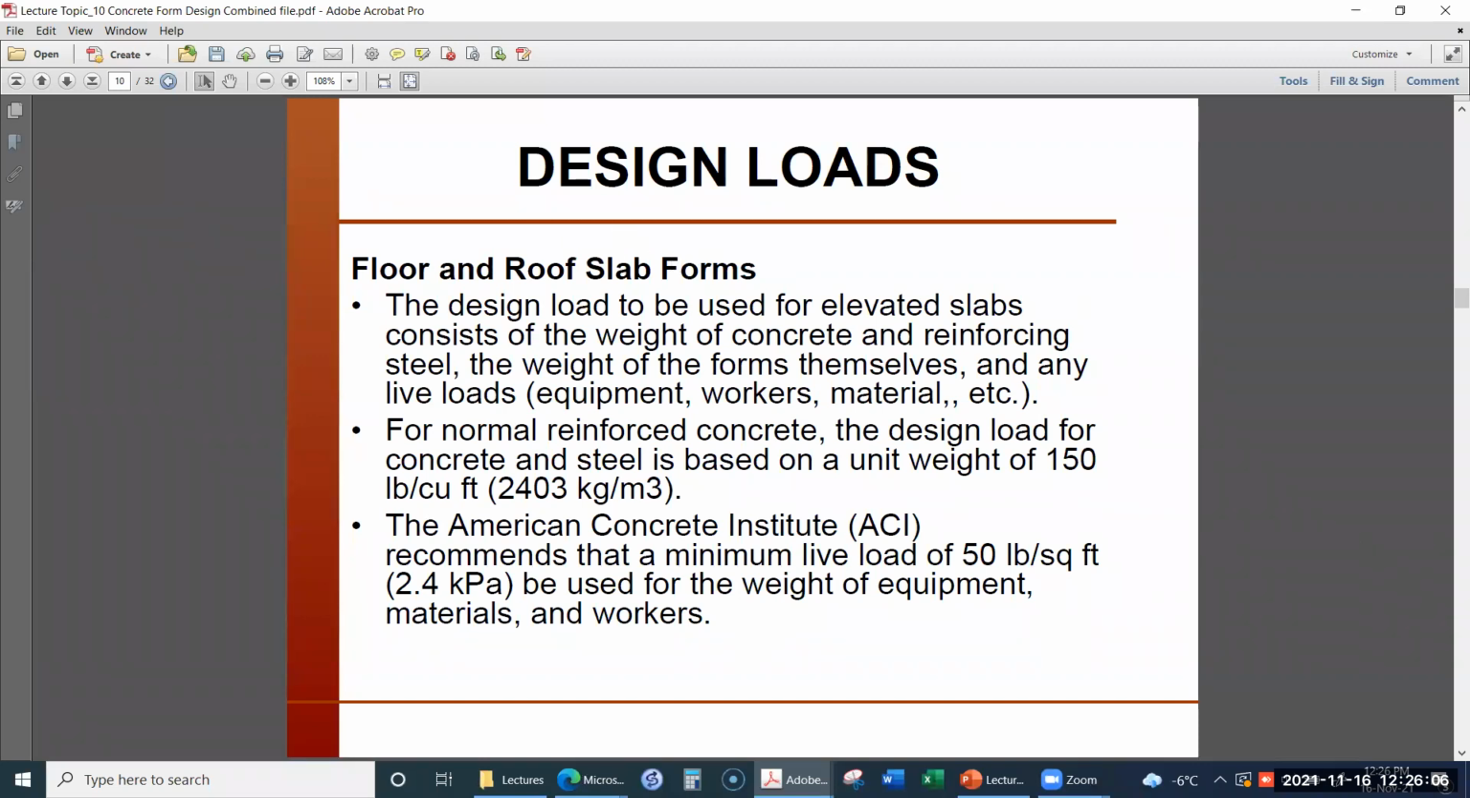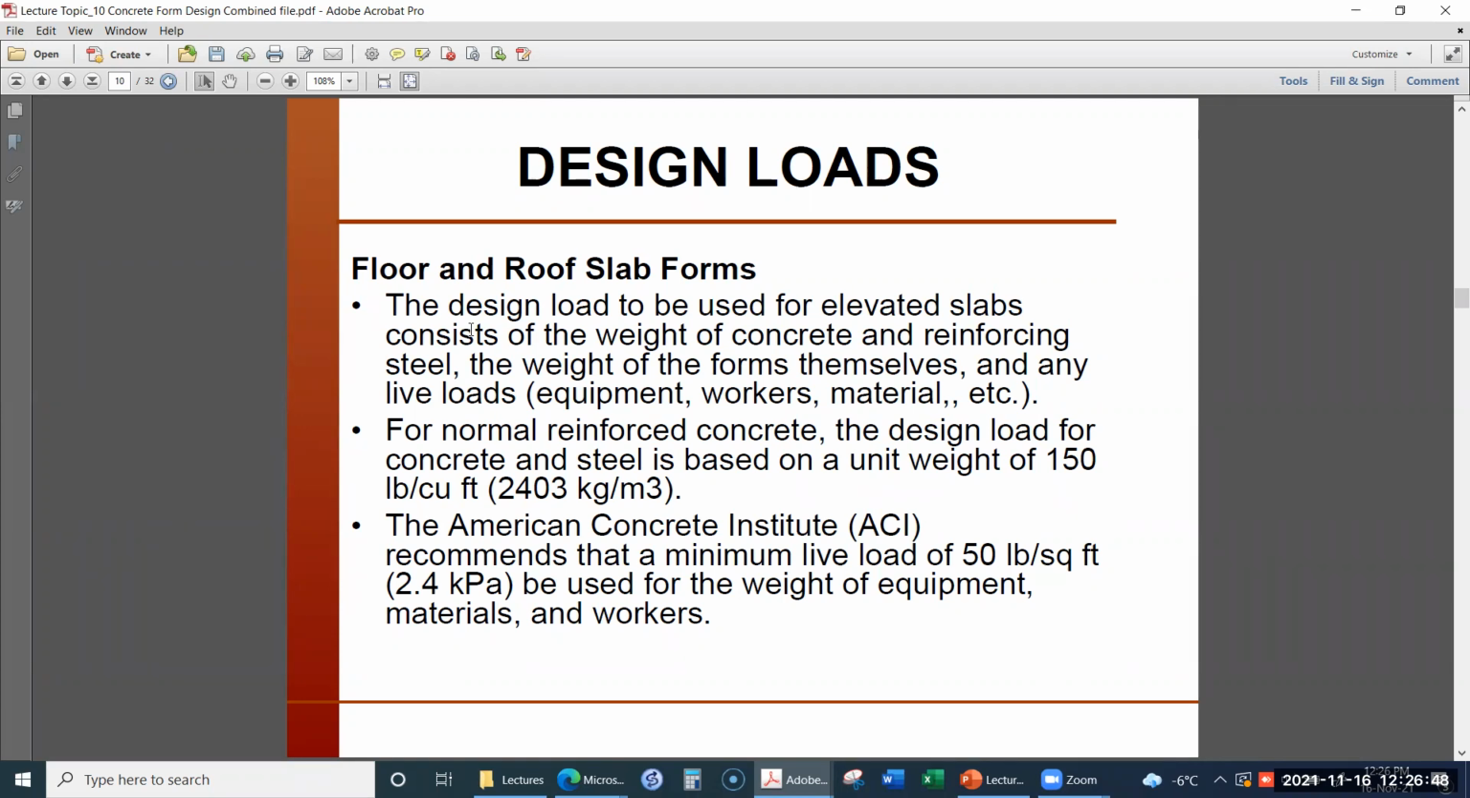Okay. Next, after the wall and column forms, we can consider the floor and roof slab forms. The design loads on the floor and roof slab forms are different from those on the walls and the columns. Because in the walls and the columns, the concrete is placed vertically and the pressure will be horizontal on the forms. Whereas in the floor and roof slab forms, the pressure will be vertical.